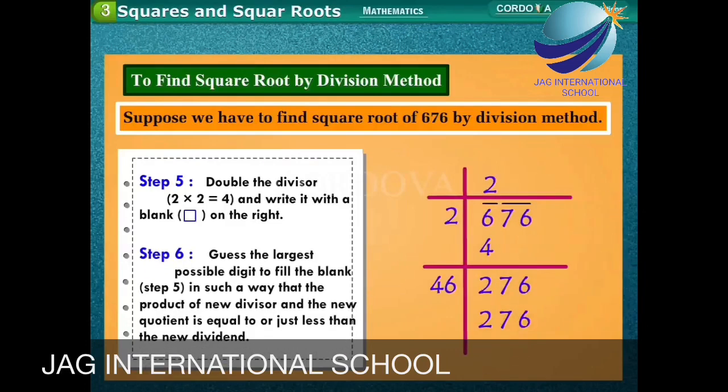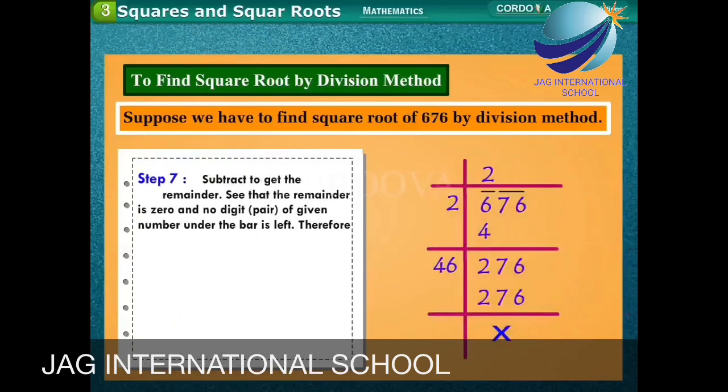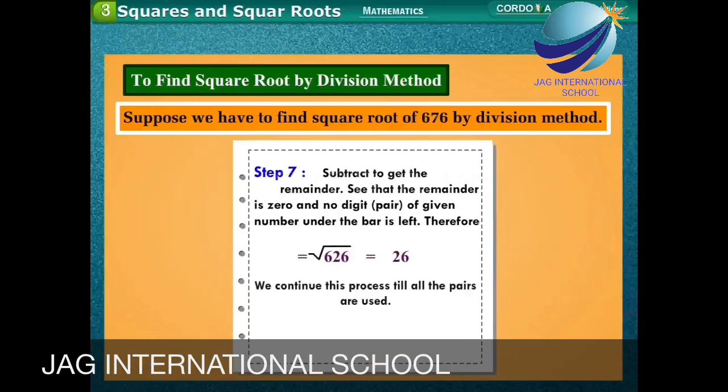Step 6. Guess the largest possible digit to fill the blank in step 5 in such a way that the product of the new divisor and the new quotient is equal to or just less than the new dividend. Step 7. Subtract. To get the remainder, see that the remainder is 0 and no digit pair of the given number under the bar is left. Therefore, the square root of 676 is equal to 26.